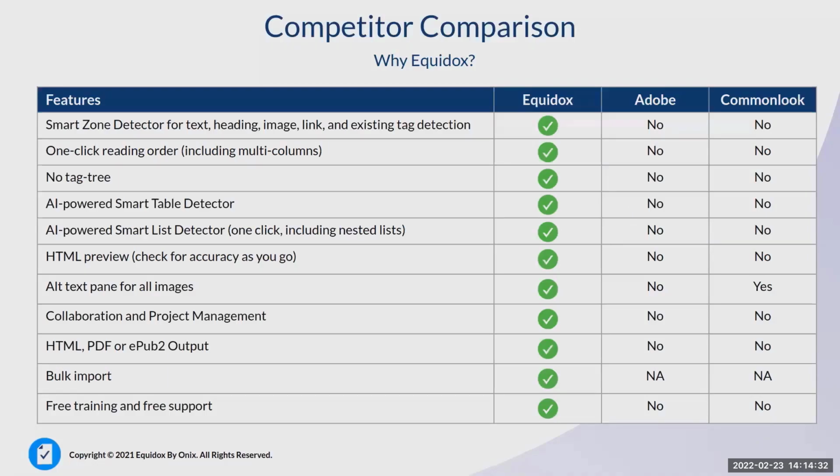Okay, so this is a quick slide here, just talking a bit about our competitors. We are, of course, Equidox, and mainly when it comes to PDF accessibility, when you think of PDF, most people think of Adobe Acrobat, and also another competitor of ours would be Common Look. So this is just a quick little table here that's going through a few of the advantages of Equidox over Adobe and Common Look.